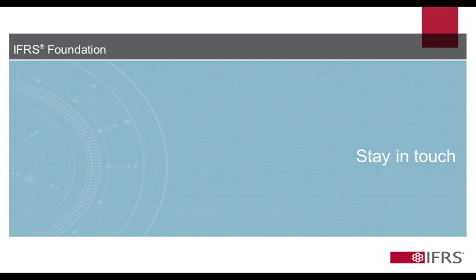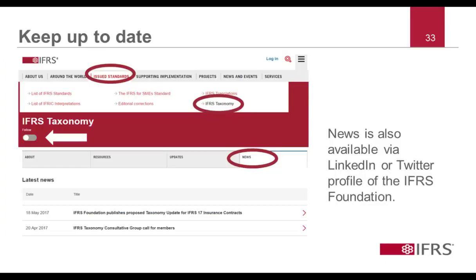So looking at how you can stay in touch with us and how you can keep up to date, this is a snapshot from our IFRS website, and you can see there, go to Issue Standards, go to IFRS Taxonomy, and go to News, and you can see details of the developments. If you elect to follow us, you will receive emails about IFRS Taxonomy. You can also, in addition to news, you'll find updates on LinkedIn and Twitter.